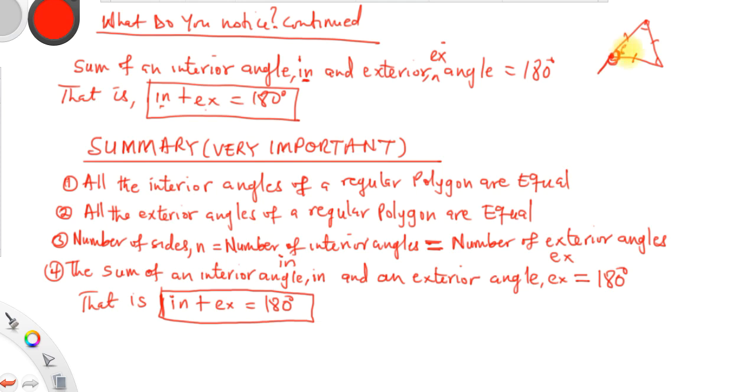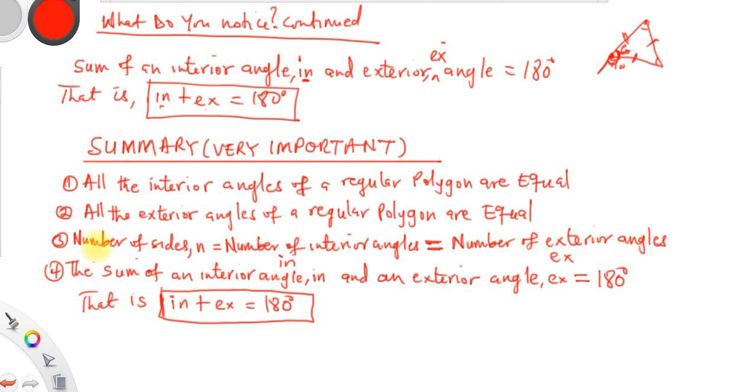So for an equilateral triangle, all the interior angles will be 60 each, and all the exterior angles will also be 120 each. Okay? So we are saying that the number of sides n is equal to the number of interior angles IN, and is equal to the number of exterior angles ES. The number of sides n of a regular polygon is always equal to the number of interior angles IN, and is also equal to the number of exterior angles ES.